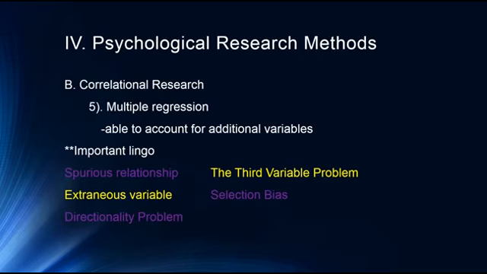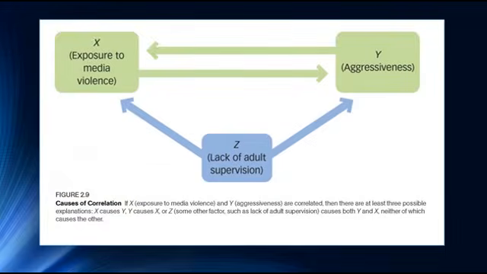The third variable problem occurs in a number of instances. Again, we saw this with birth control and the toaster method. Oftentimes, this comes up as well in things like exposure to media violence and aggressiveness. We often talk about there being some relationship between exposure to media violence and aggressiveness in children. But there might be some third variable that we haven't accounted for, like lack of adult supervision. And so we might think about how aggressiveness and exposure to media violence might be mediated by some third variable.